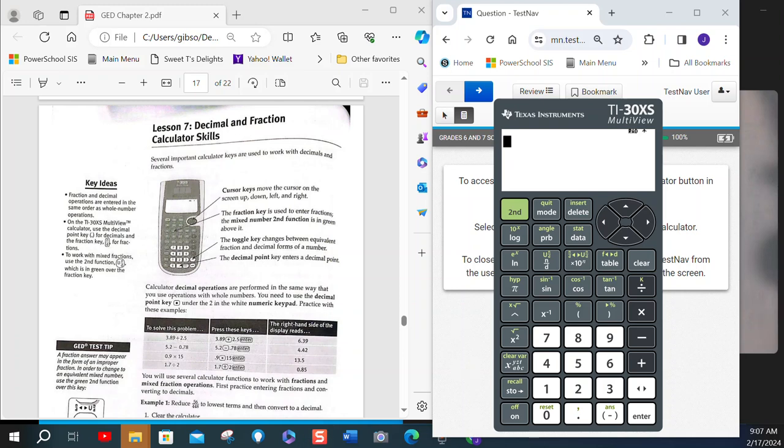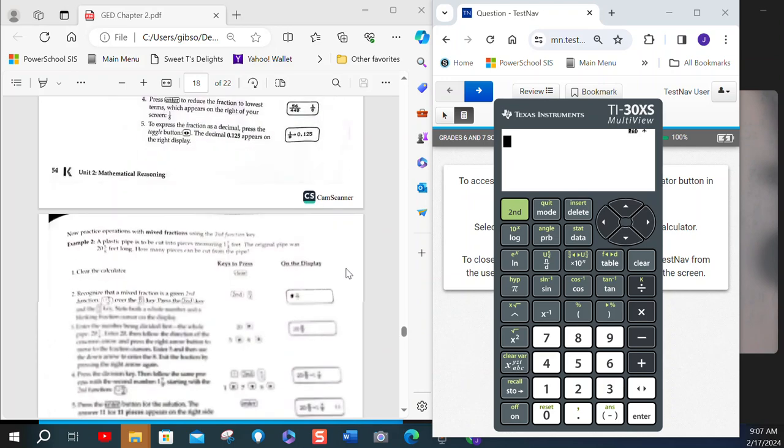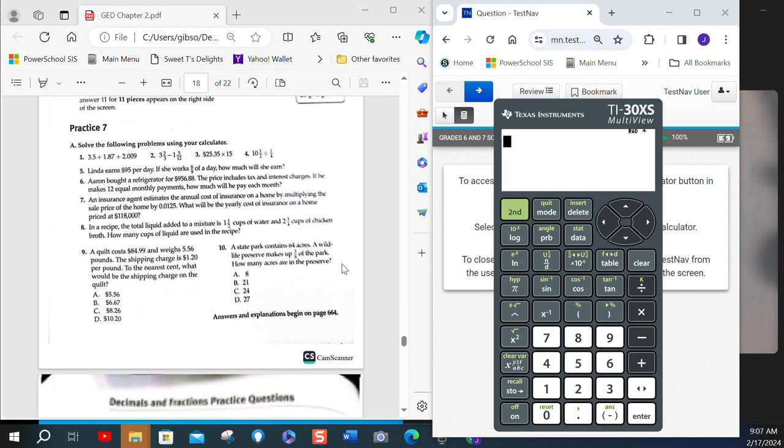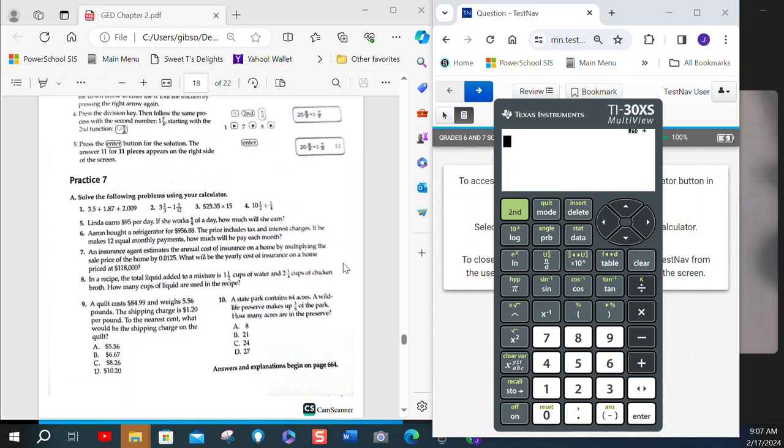Okay, class, we're about to start lesson 7. And as you see, I start out with the calculator because this lesson requires you to use the calculator throughout the whole lesson. And so we're going to go through this lesson and show you how to use the calculator on these problems. So let's go down here to the bottom, which will be practice 7.